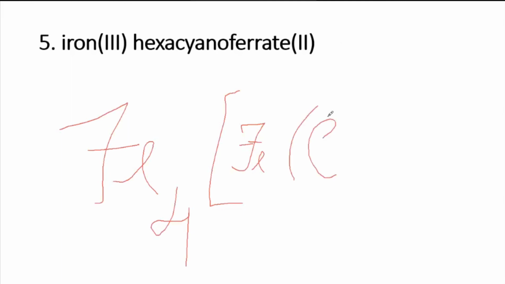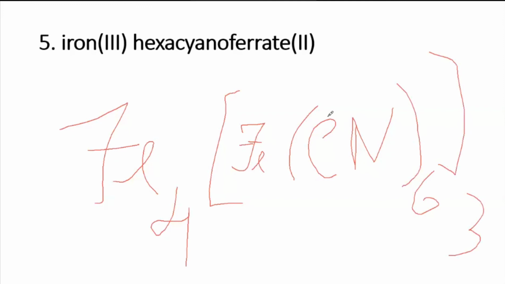Yes, good, correct. Answer is correct. Correct, no, what she wrote on the screen? Yes, good. Yeah, Fe4. Then inside the bracket you have FeCN6. Okay, 3 times.